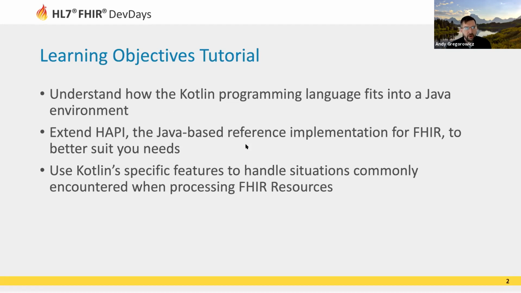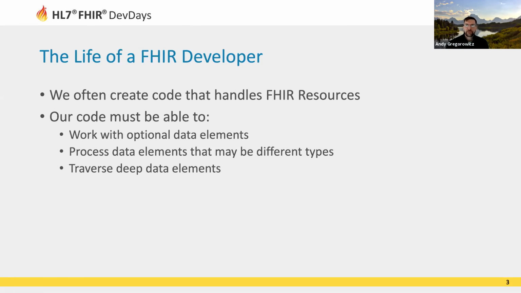All right. So as FHIR developers, we often create code that handles FHIR resources. And our code needs to be able to do three things oftentimes. One is we need to be able to work with optional data elements. FHIR resources have a lot of optional data elements. We need to be able to process data elements that may be different types. And FHIR resources have data elements that are often deep. Some of the types are complex, and we need to reach into those to pull out the information that we need.